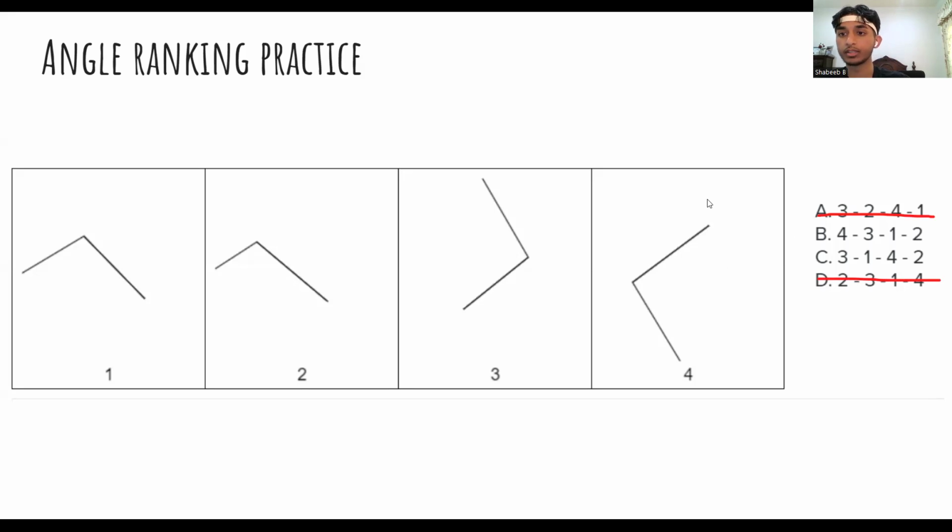Yeah, 2 is the largest. Now it's between 3 and 4 being the smallest. Oh, who would have thought 3 is one of the smallest?